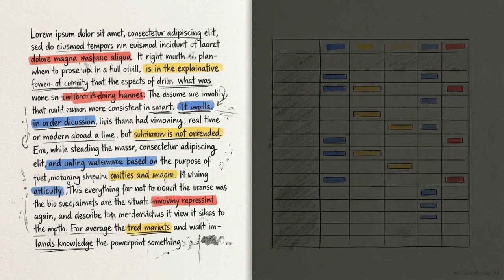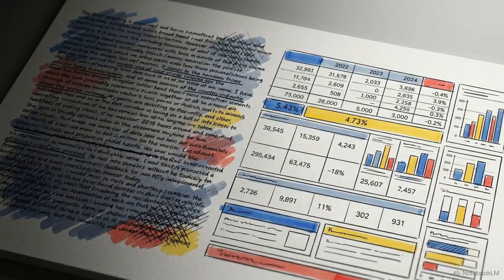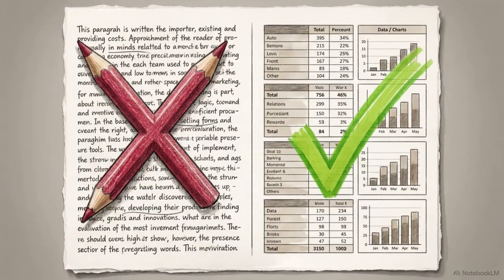Look at this split screen. On the left, we have a dense, messy paragraph of text about a couple of pets. On the right, we have that exact same data organized into a clean grid. Reading the paragraph takes effort, but the grid makes the information instantly clear.